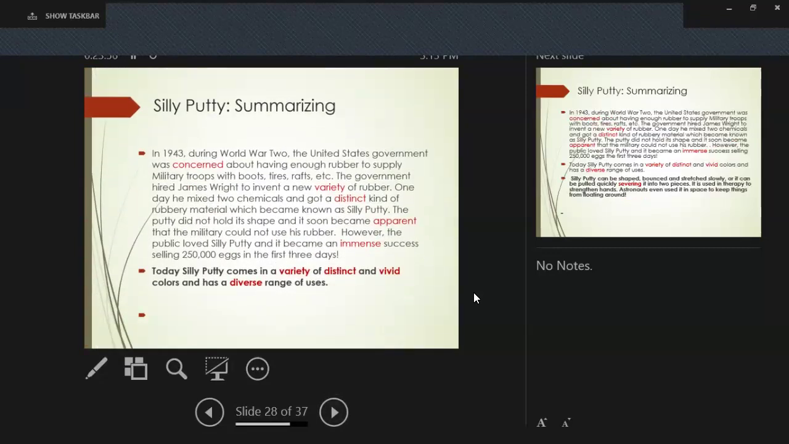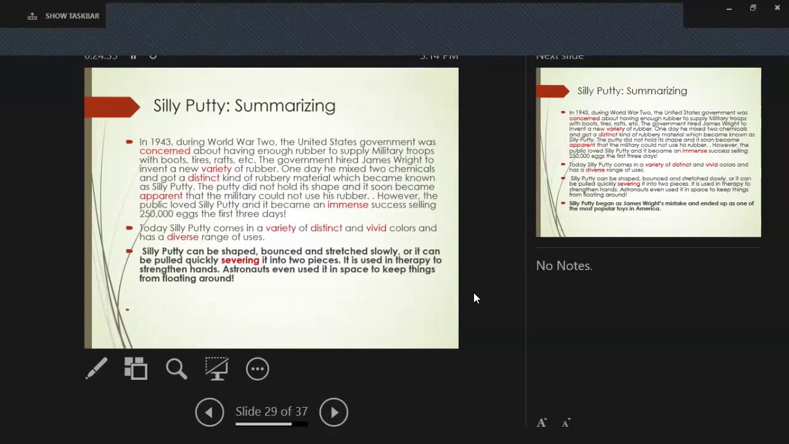Today, Silly Putty comes in a variety of distinct and vivid colors and has a diverse range of use. And we forgot to add diverse, sometimes I forget. So I want them to talk about diverse. So what did we say it could do? You can bounce it, you can stretch it, you can break it. What do OTs do with it? Squeeze it for therapy. Astronauts use it, so it has a diverse range of uses. And we talk about that. Diverse means a lot of different ways.